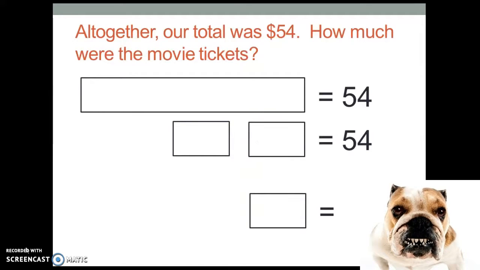So when we went to the movies, altogether we spent $54. What I want to know is how much the movie tickets cost. In this situation, that's what our variable would represent. So what we're going to do is we're going to write an equation that represents the situation.